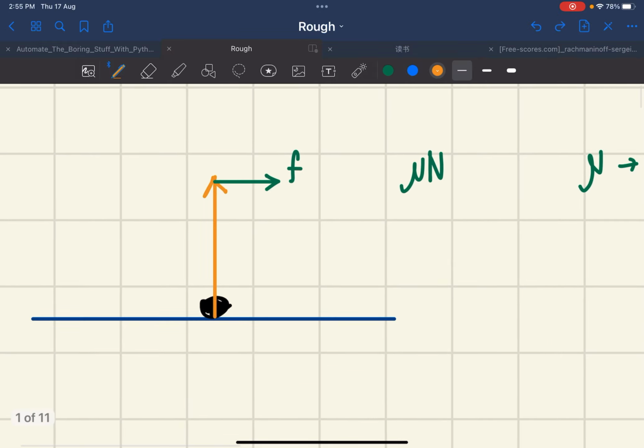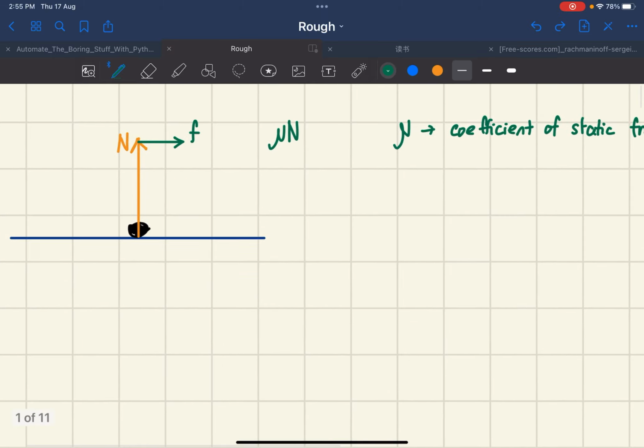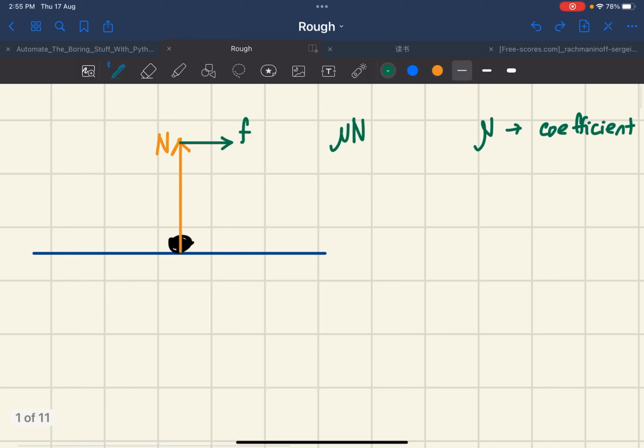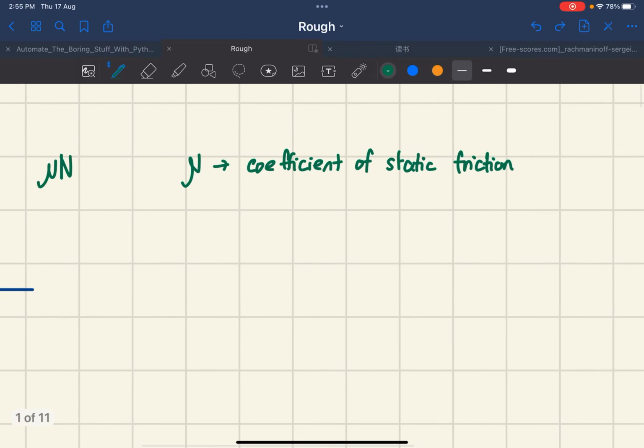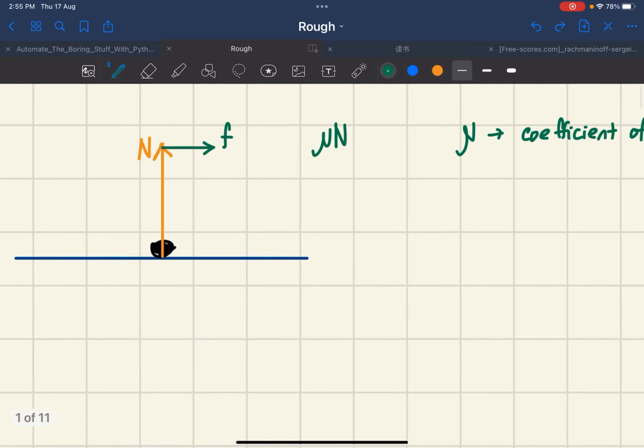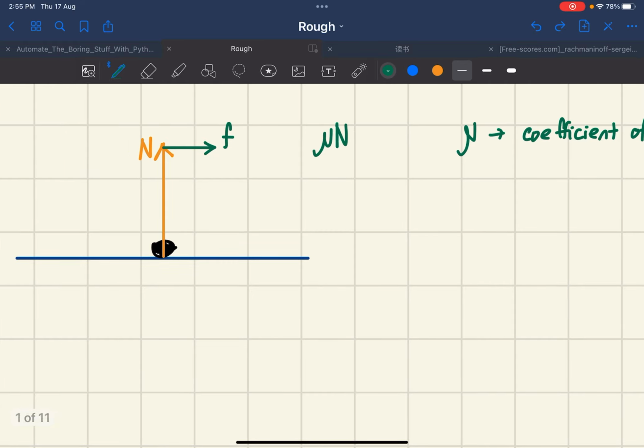Alright, so for an object not moving with respect to a surface, the surface can exert a normal force N that is perpendicular to the surface and a static friction force that is parallel to the surface. Since this is static friction, the friction between two objects that's just not sliding against each other, this force can be from 0 to a maximum of μN, where μ is the coefficient of static friction and N is the magnitude of the normal force.